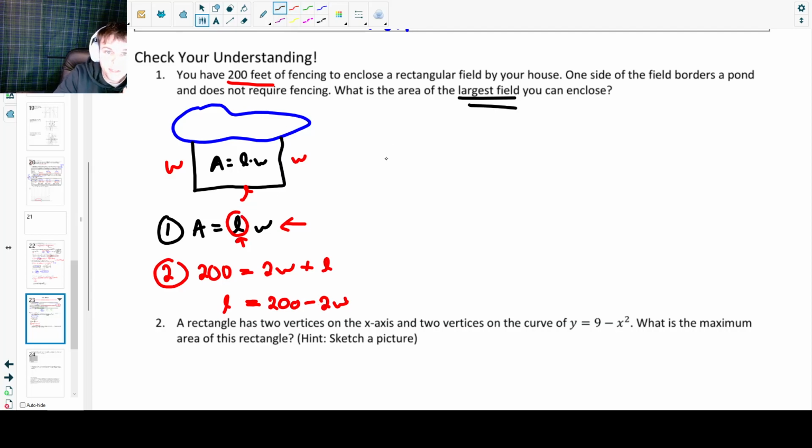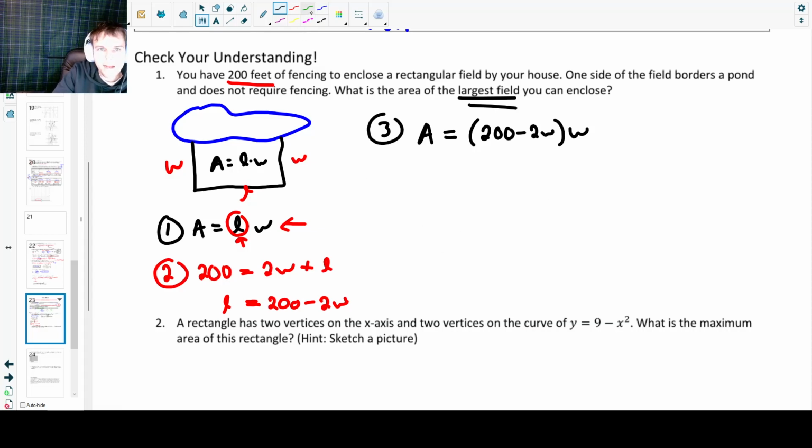So that's what we're going to do in step 3 of this problem. We're going to replace L with 200 minus 2W. So area equals 200 minus 2W times W. Now we have a nice equation for our area that is only dependent upon the width of this rectangular area that we fill in.